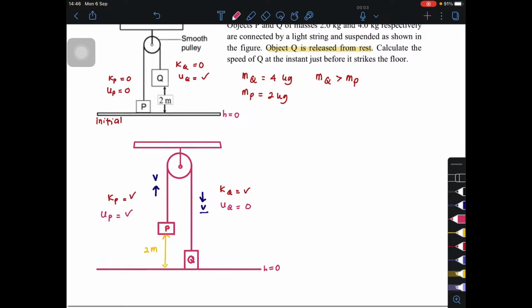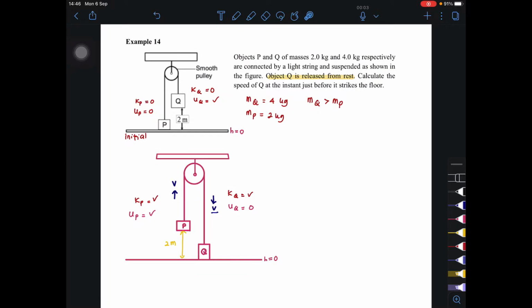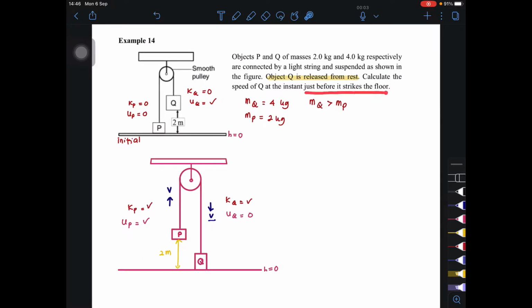Okay, so now what we want is to calculate the speed of Q at the instant just before it strikes the floor. So the speed of Q is the same as the speed of P. Okay, so remember, because they are both connected, the speed at Q is the same as the speed at P. But the kinetic energy will not be the same because, for one, their masses are different. Okay, so it says here just before it strikes the floor.